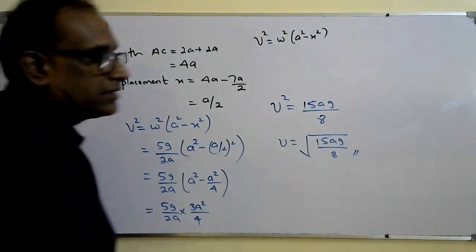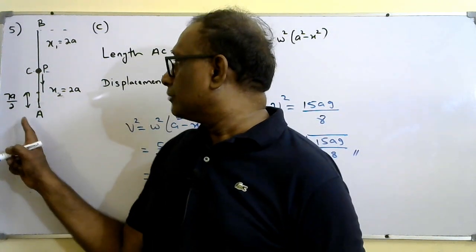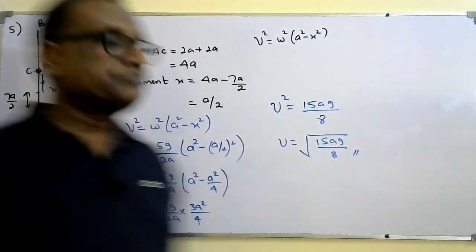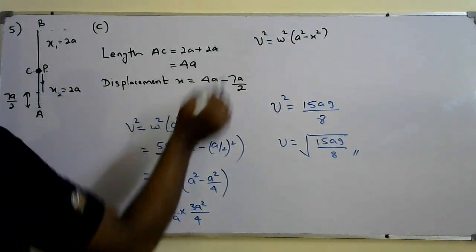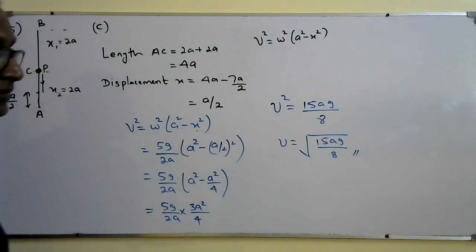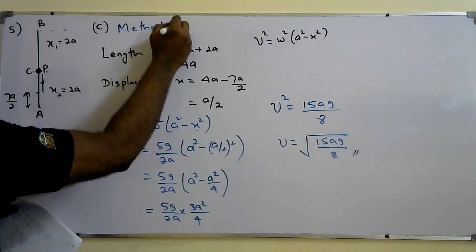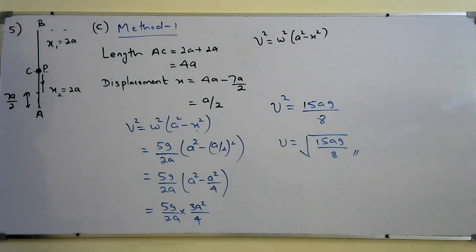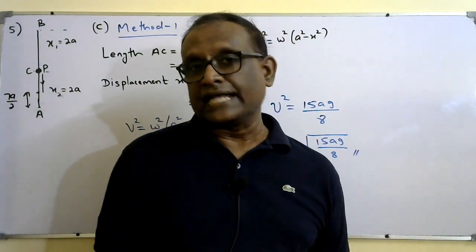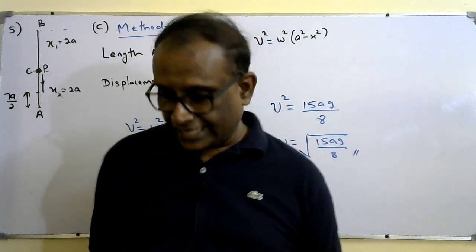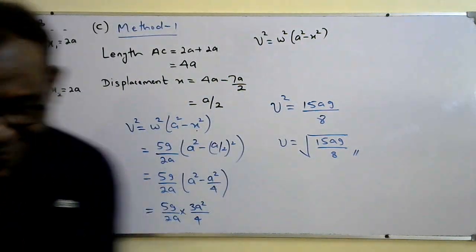This is the speed when it is at a distance of 7A by 2 from the lowest point A. Careful, in this equation X must be measured from the equilibrium position. So this is method 1 for part C. Okay, so there is method 2. There we can use calculus directly, from x double dot equals minus omega squared x. I can use it and proceed further.